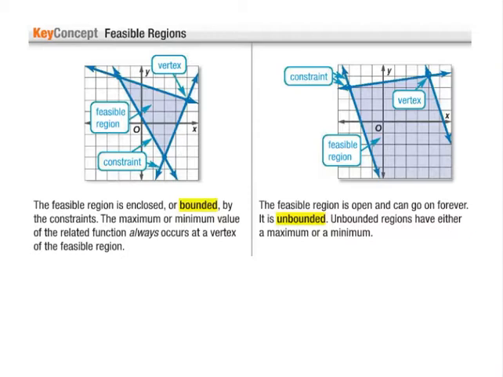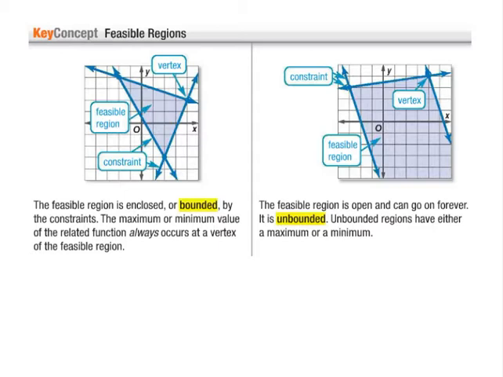First, let's look at 2 feasible regions, and you should have these all on your sheet. The first one is a bounded feasible region. It basically says the maximum or minimum value of the related function always occurs at a vertex of the feasible region.